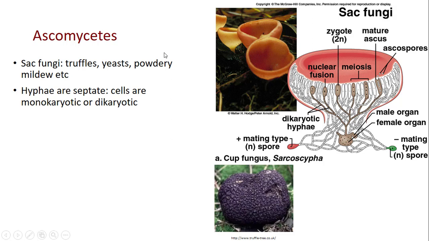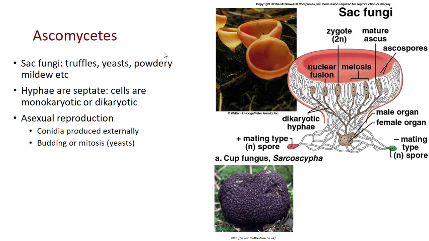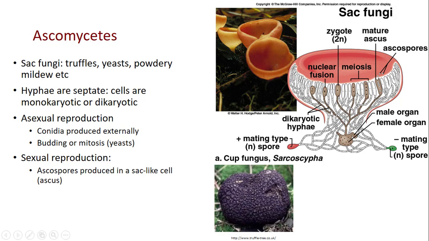What characterizes these guys? Their hyphae are septate, so it can be monokaryotic, but they also will have a dikaryotic stage, remember, in sexual reproduction. They can reproduce asexually, they produce conidia, and yeast can perform budding, as we talked about before. They will commonly reproduce sexually, and when they do, they are going to form these fruiting bodies.